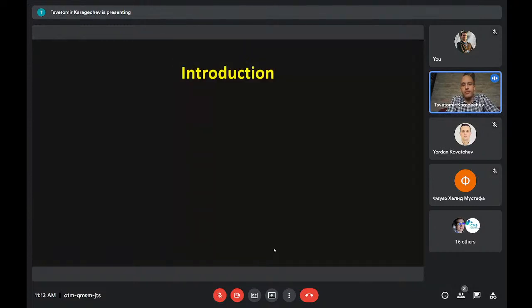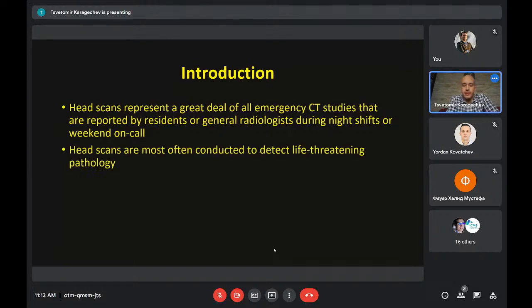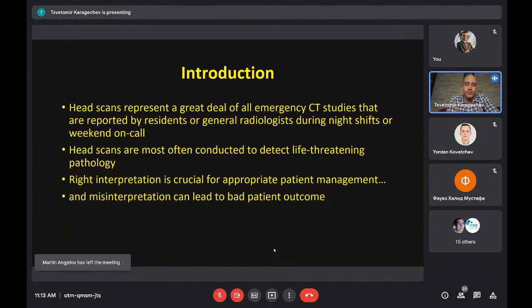So a brief introduction. Why did we choose this topic? I think many of you are aware that a great deal of all emergency CT studies reported by general radiologists, junior radiologists, or people in residency are head CTs. Most of the time we are challenged by real life-threatening conditions, and misinterpretation of findings that tend to be really subtle sometimes can lead to a bad patient outcome.